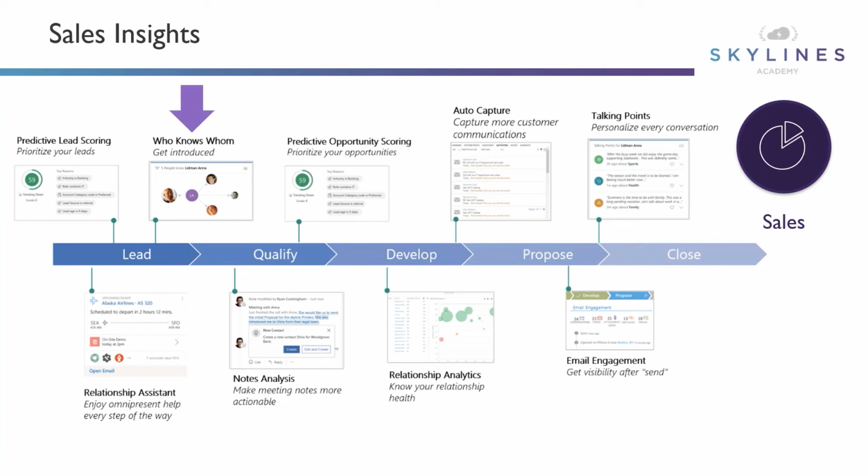Once the lead is qualified, you're working on the opportunity. Notes analysis will monitor notes that you enter regarding a recent meeting or discussion with the customer to provide intelligent suggestions on next steps to take with that customer. Predictive opportunity scoring helps you to focus on revenue generation efforts by providing a score to prioritize the work that you do on qualified opportunities.